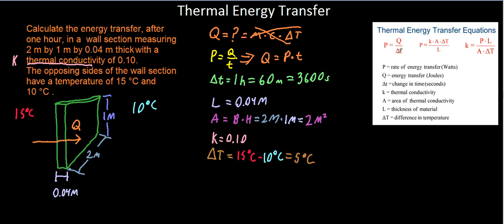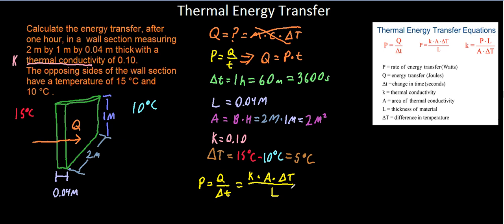And so we're given a change in time, which is what we need to solve for energy transfer, but we're not given the power. But if you look here, we have another formula for power. So we can write this out like this. We can say power equals Q divided by the change in time. But it's also equal to thermal conductivity, K, times the area of our wall, whatever's conducting heat, times the change in temperature, divided by the thickness, L.